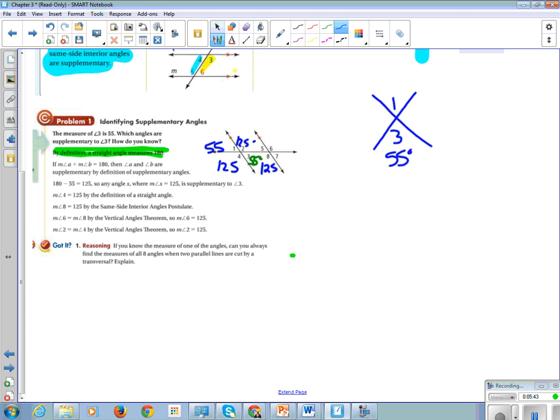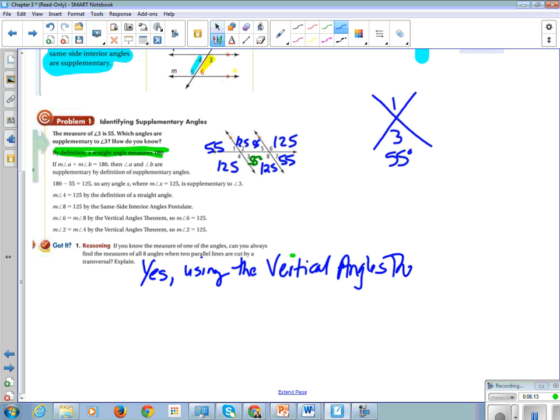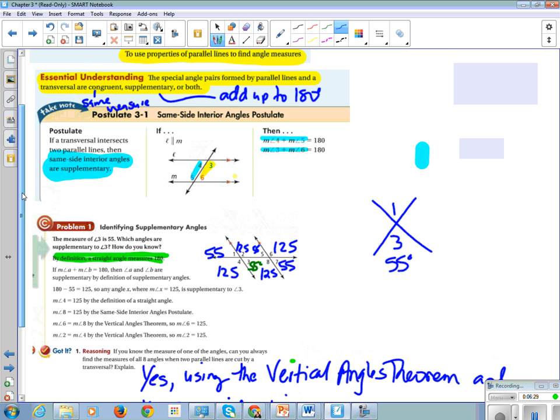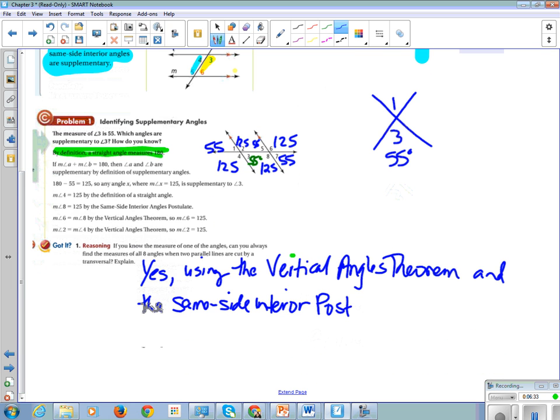8 is 125, so 5 has to be 55. 5 and 6 are a linear pair, so they have to be supplementary, so 6 has to be 125. And 6 and 7 are supplementary, so 7 has to be 55. So the answer is yes. Using the vertical angles theorem and the same side interior, hold on, I want to see if it's postulate. We can find all 8 angles.